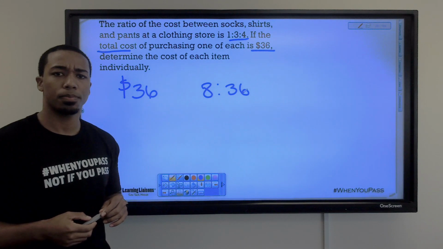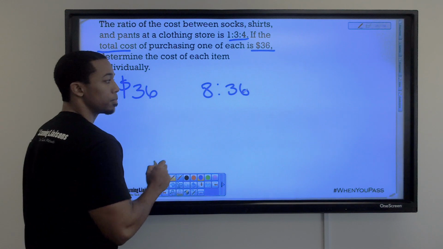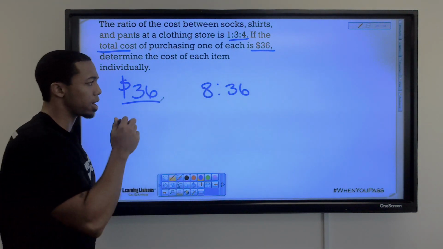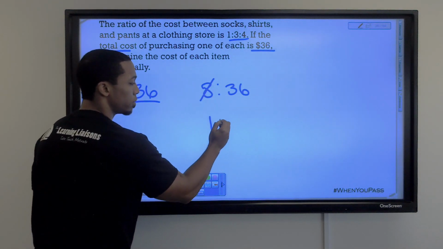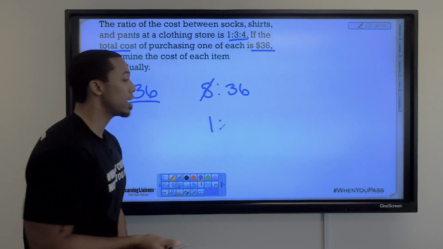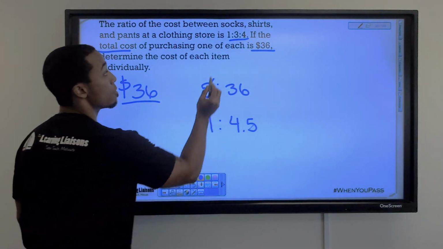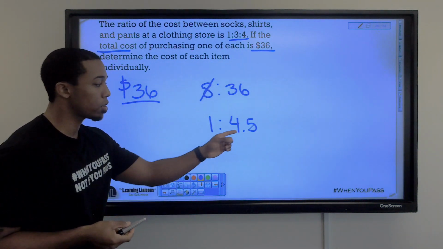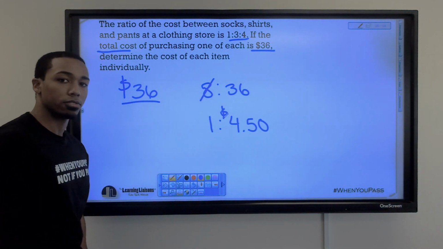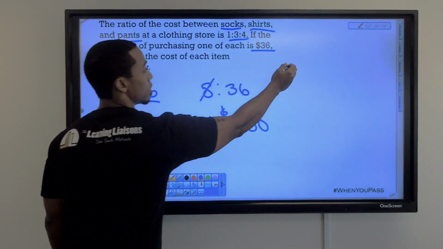So, can we go ahead and figure out what one part would be? What that would mean for us to do is divide both sides here by 8. And since we're dealing with money here, we're okay with using decimals. So keep that in mind. 8 divided by 8 is 1. 36 divided by 8, go ahead, use your calculator. 36 divided by 8 is 4.5. So what this means is that every one part represents $4.50. Let's use money there. Every part is $4.50.